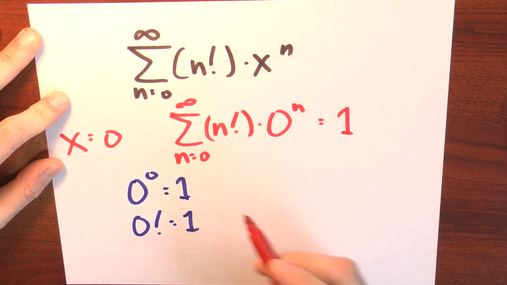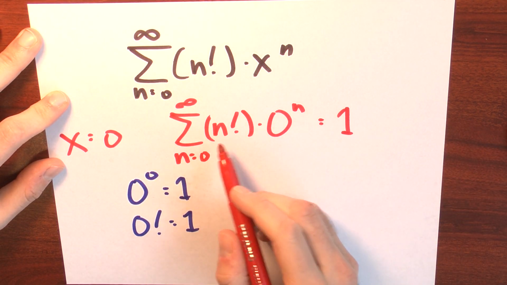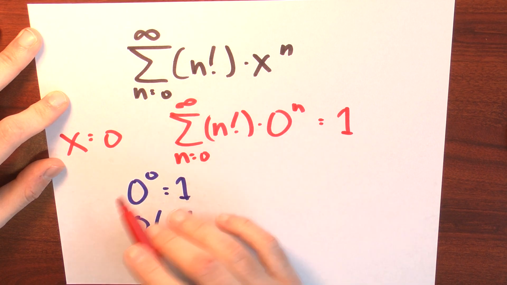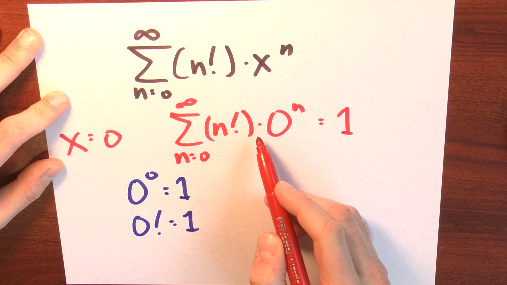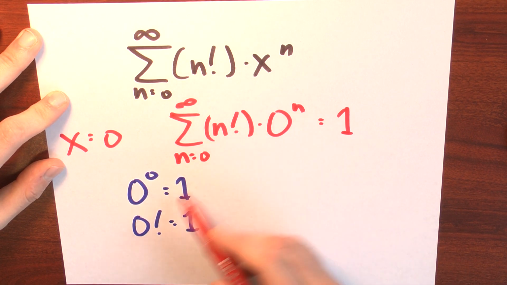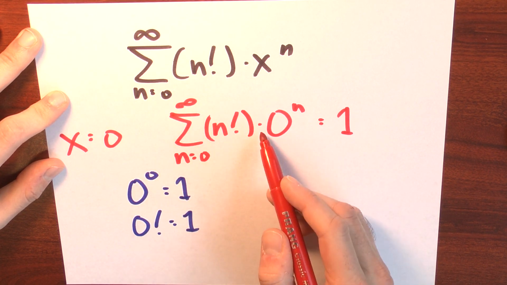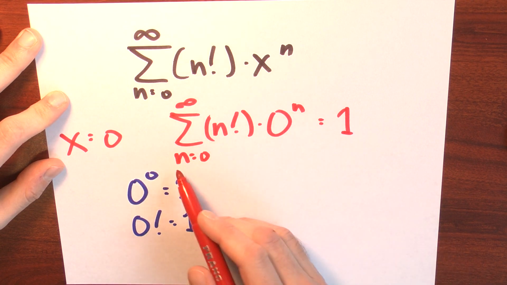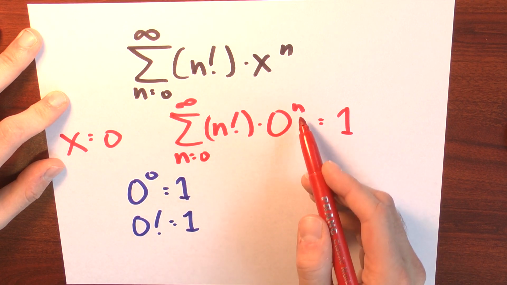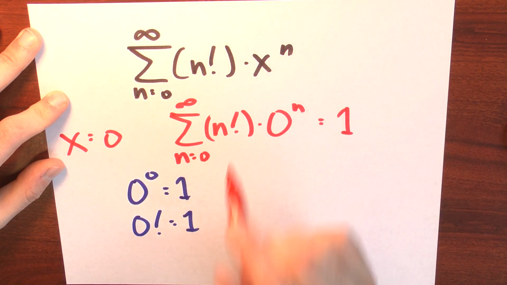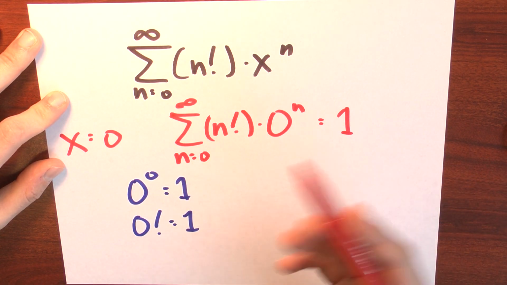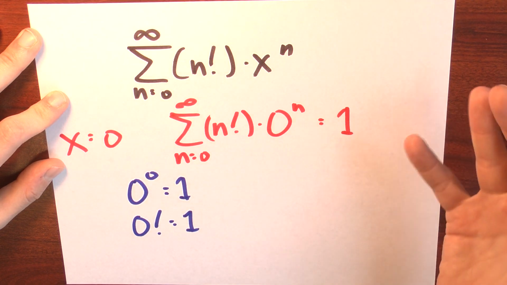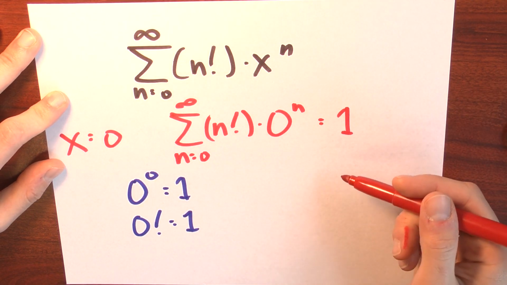What about the next term, the n equals 1 term? Well, that's 1 factorial times 0 to the first power. That's 0. What about n equals 2? That's 2 factorial times 0 squared. That's 0. What about n equals 3? That's a number times 0 to the third power. That's 0. What about n equals 4? That's a number times 0 to the fourth power. That's 0. All the other terms in this series are 0. So this series has the value 1. It converges at x equals 0.